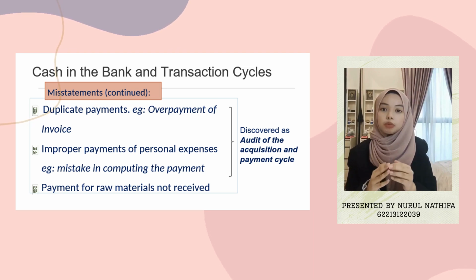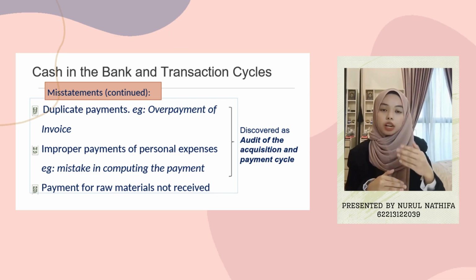Next is payment for raw materials not received. In this case, the company pays for goods but never receives them. This might be due to poor tracking or even fraud. The bank shows the money went out, but unless we check the delivery record, we won't know nothing was delivered, which means the payment appears in the bank but the company got nothing in return.